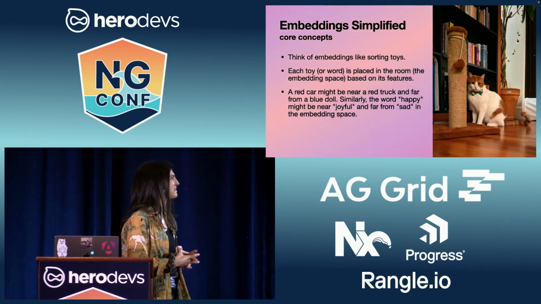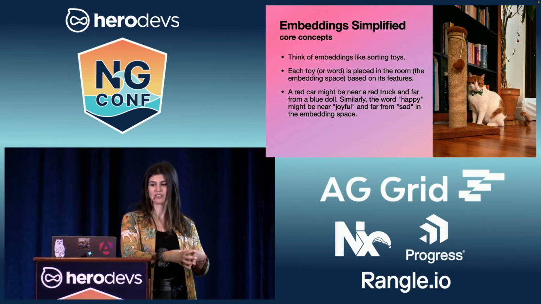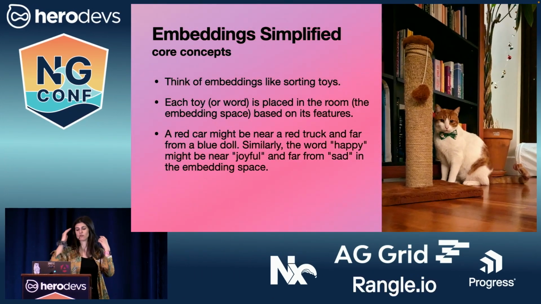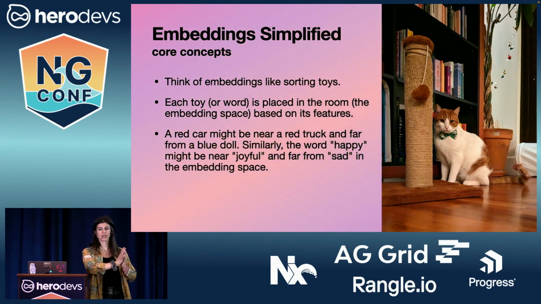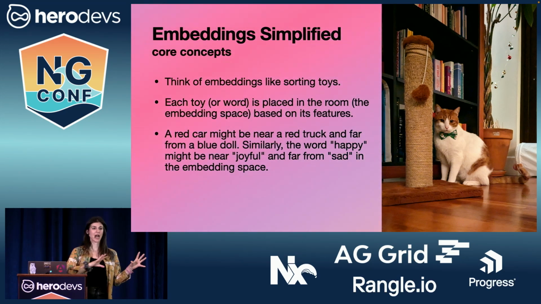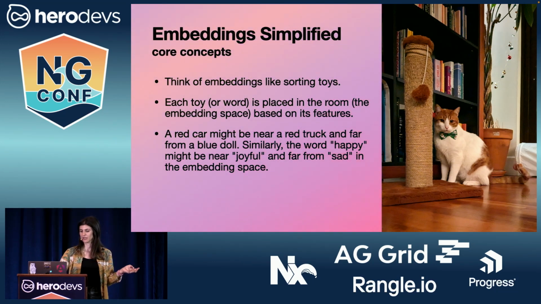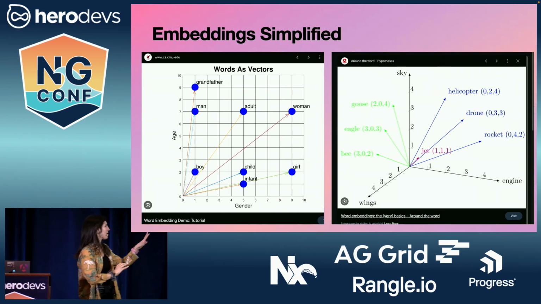So embeddings simplified. Think of embeddings like sorting toys. Each toy, or word in this case, is placed in the room, the embedding space, based on its features. A red car might be near a red truck and far from a blue doll. Similarly, the word happy may be near to joyful and far from sad in the embedding space. Let's take a look at these graphs that may represent this in a more graphical way.